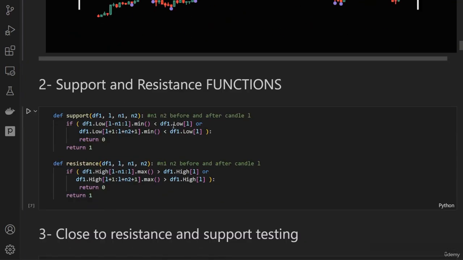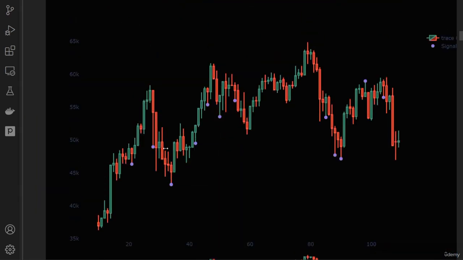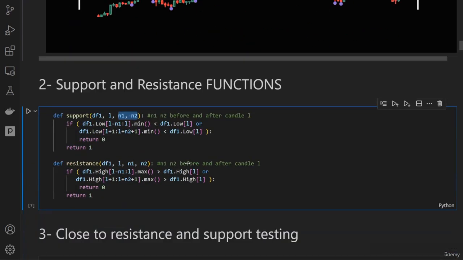And this is why these functions, support and resistance, take the data frame, of course, and the current candle index to test if the current candle is a support level. And we have the number 1 and number 2 variables or arguments here. And these are the number of candles that you want to consider on the left and on the right of the current candle to check if it's the minimum price among these neighbors or the maximum price among these neighbors. So this is how we're doing this using Python. It's a very short and concise way of writing things.